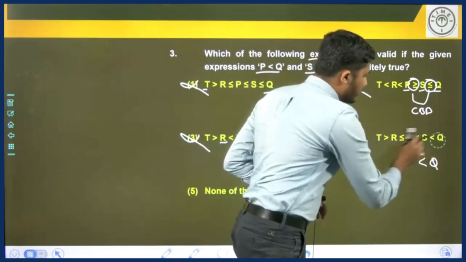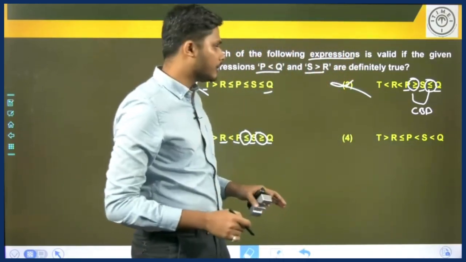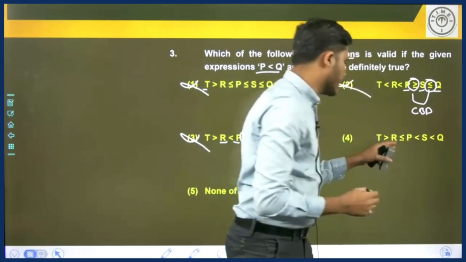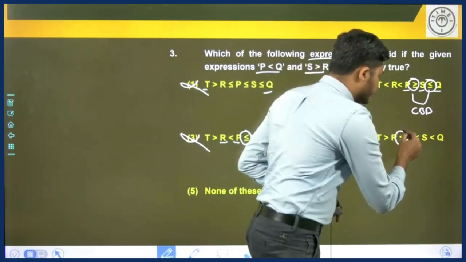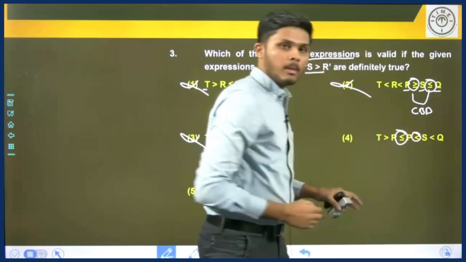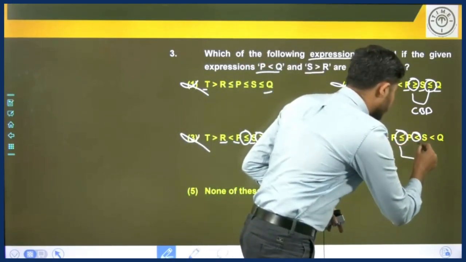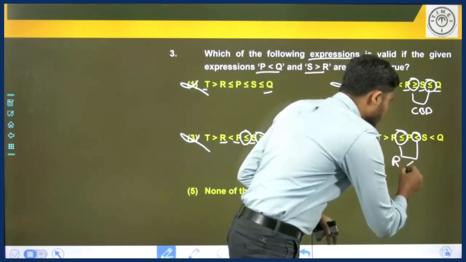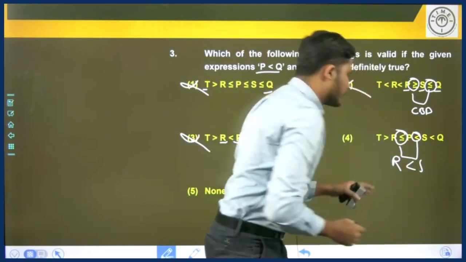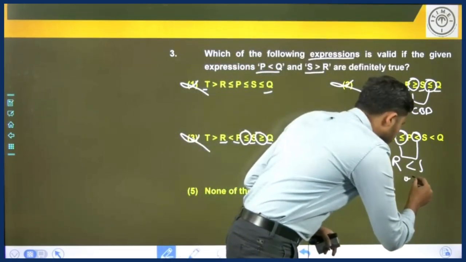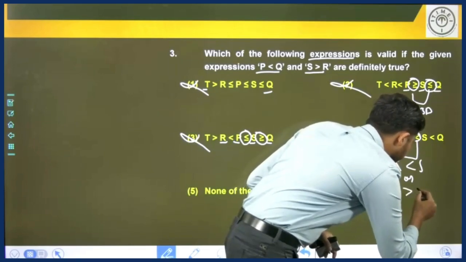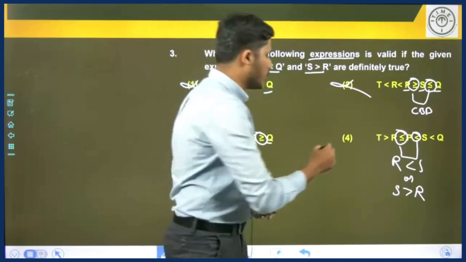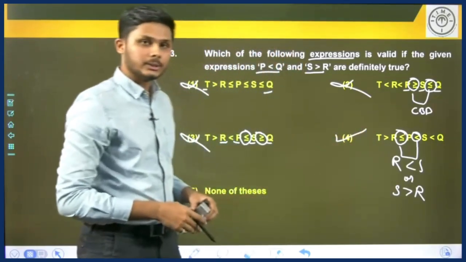Now, let us check for the second condition, which is S greater than R. So, let us find out the relation between R and S here. Since the symbols are less than or equal to and less than, the result will be less than. So, the relation between R and S here is R less than S, which is the same as S greater than R, which does follow the second condition. Hence, choice 4 follows both the conditions.